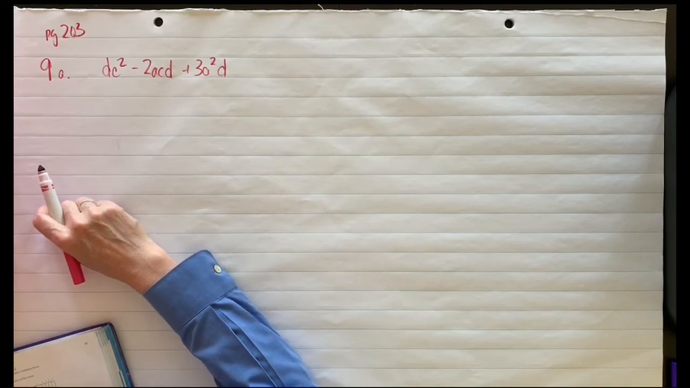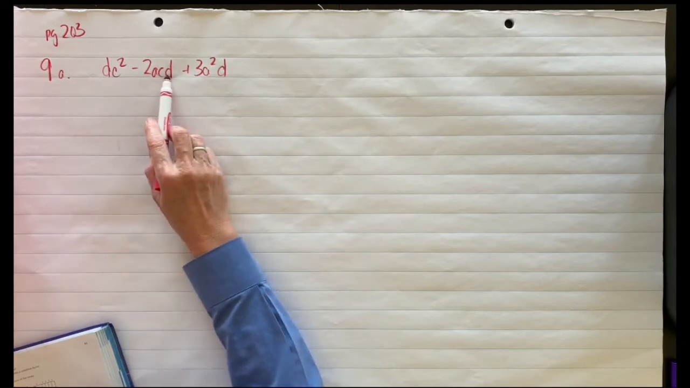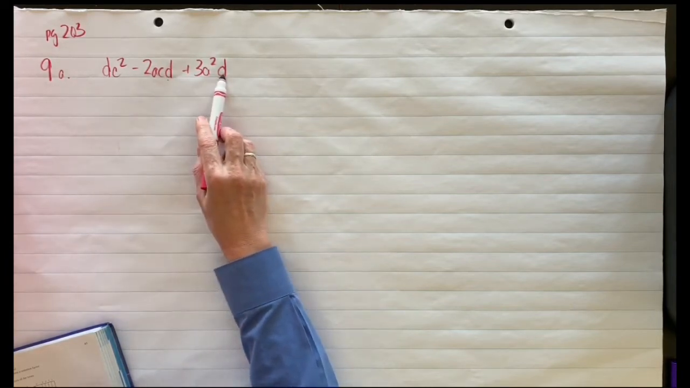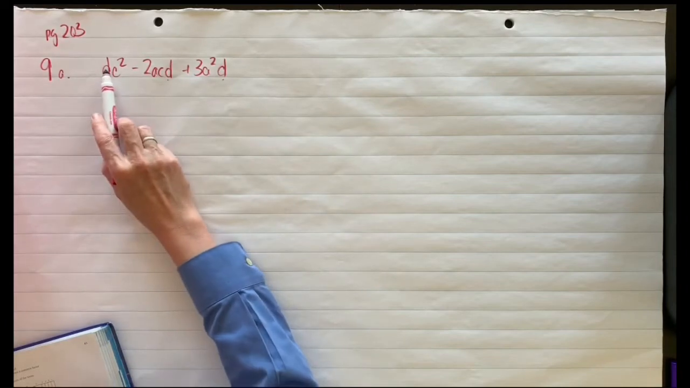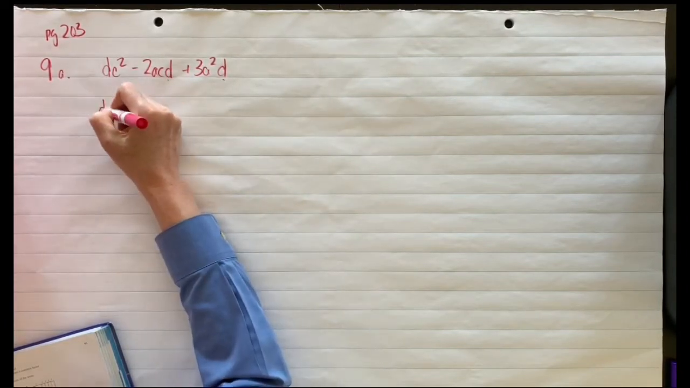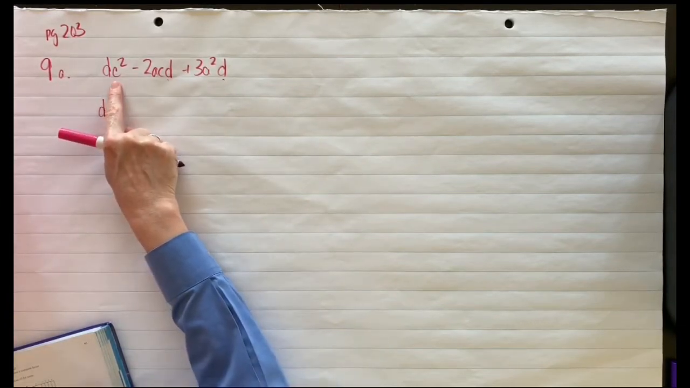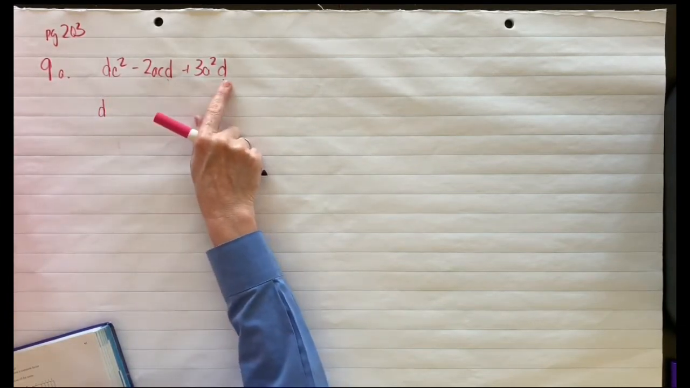So now I'm just going to take a look at those variables. This has a d term, this has a d term, this has a d term. This is to the power of 1, power of 1, power of 1. So in my head, I should be able to pull a d out. If I take a look at the c term, I've got a c squared, a c, and no c.